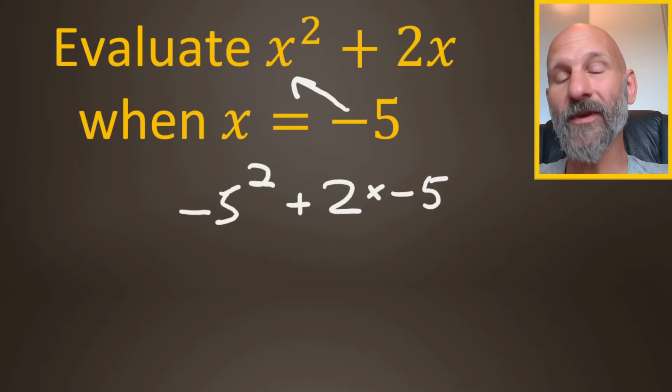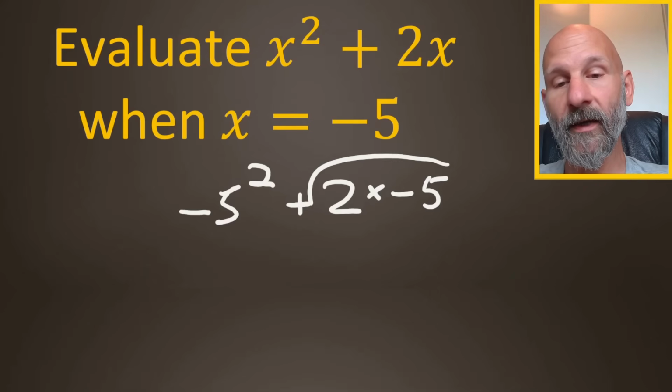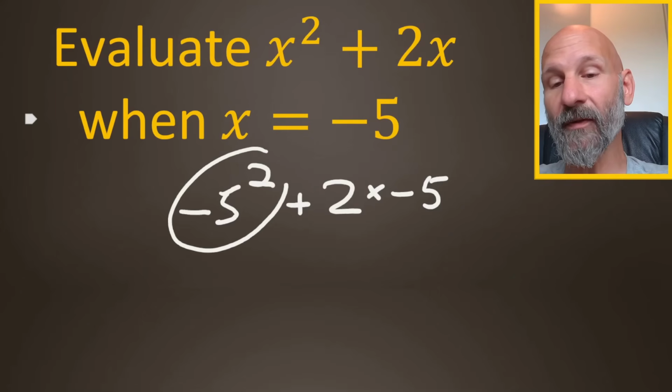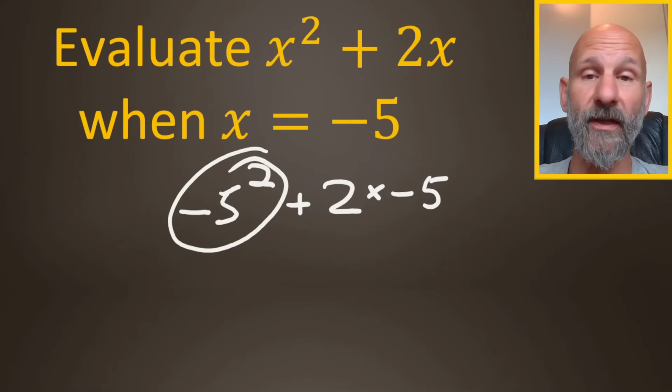Some people can make a mistake on this part here and just do 2 minus 5, but most of the time that mistake is going to be made here. This is incorrect, by the way. Don't do it this way.